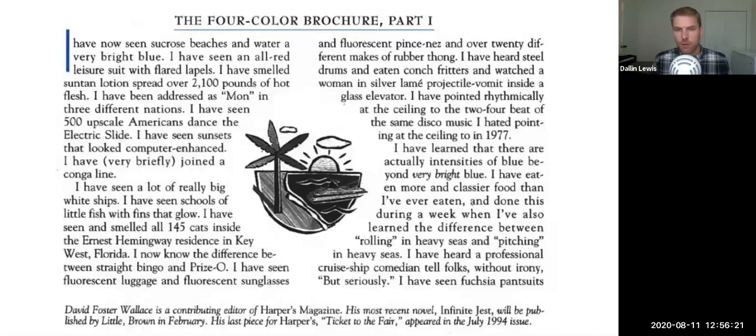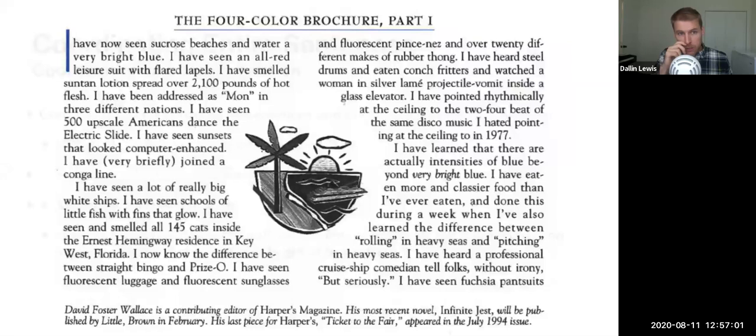Sometimes he does use grammatical coordination, however, to great effect. He writes, I have heard steel drums and eaten conch fritters and watched a woman in silver lame projectile vomit inside a glass elevator. And notice that here we have 3 verb phrases coordinated together, 3 items that are nonetheless unrelated. And that creates a certain disorientation in the reader because steel drums and conch fritters and a woman in an elevator aren't exactly the type of thing that you see in sequence, right? That disorientation fits in nicely with the last item in the list about vomiting.